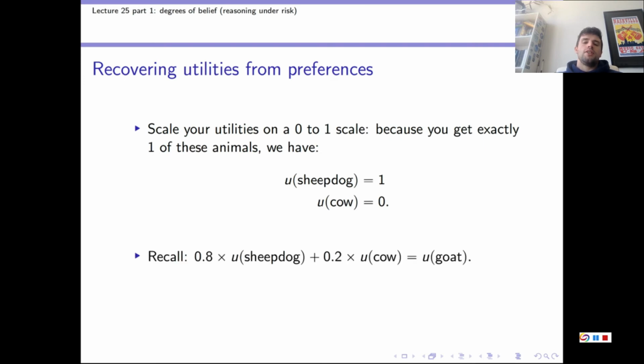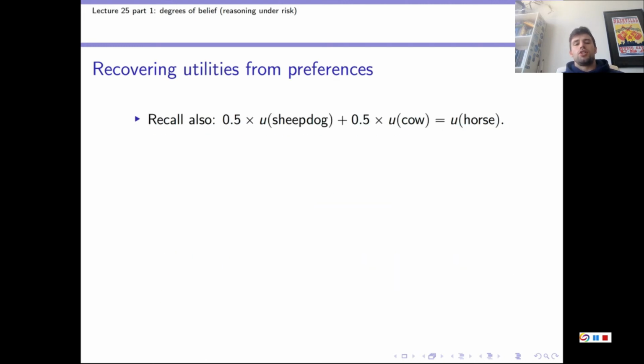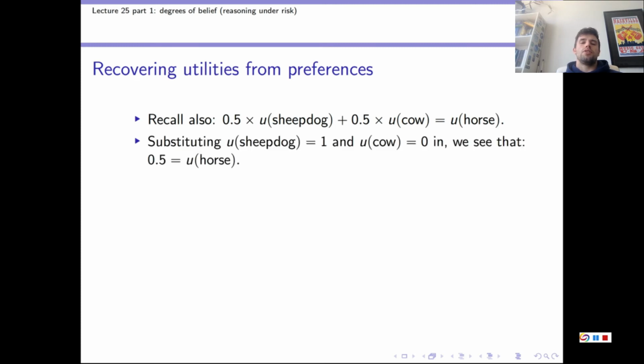Now, if we substitute these values into the equations we've just derived using the expected utilities of lotteries A and B, then this reads 0.8 equals U of goat. So what we've done is worked out, or recovered, my utility on getting a goat, using our preferences about lotteries A and B. And similarly, if we substitute those values into the equation we derived using the expected utilities of lotteries C and D, then this equation becomes 0.5 equals U of horse. So again, we figured out what my utility on getting a horse is from my preferences about lotteries.